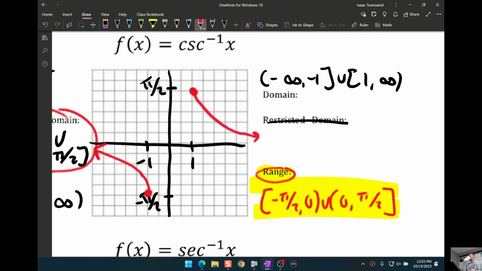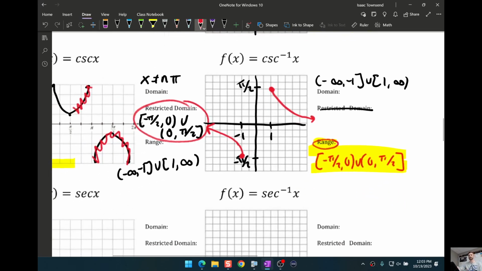So do you just do 1 over sine with the -1 calculator? No. Or it's 1 over 1 over... no. Calculator stuff's next class. We won't get to any calculator stuff this time.